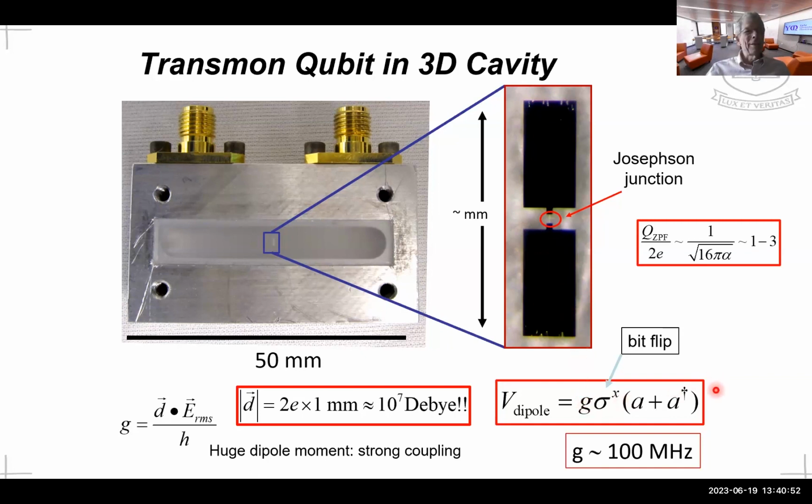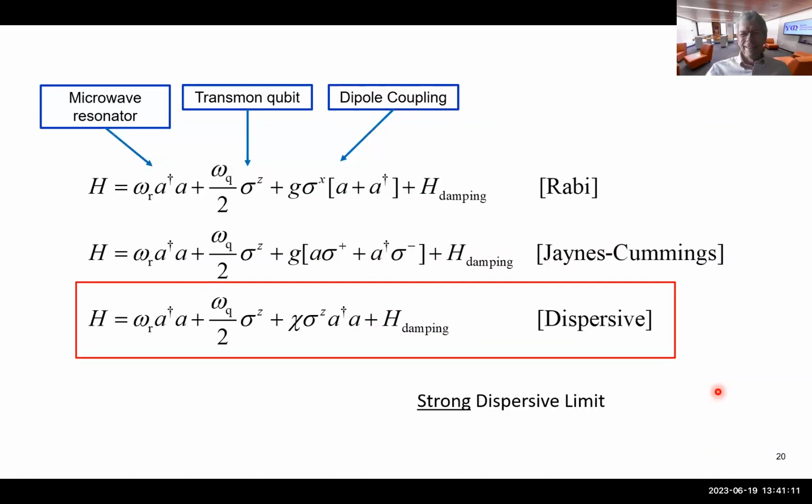And I vividly recall struggling to calculate this number for the first time and get the units right and get the factors of volume to drop out. And when it came out 100 megahertz, I thought, wow, we might be onto something here. This should be observable. So, okay.